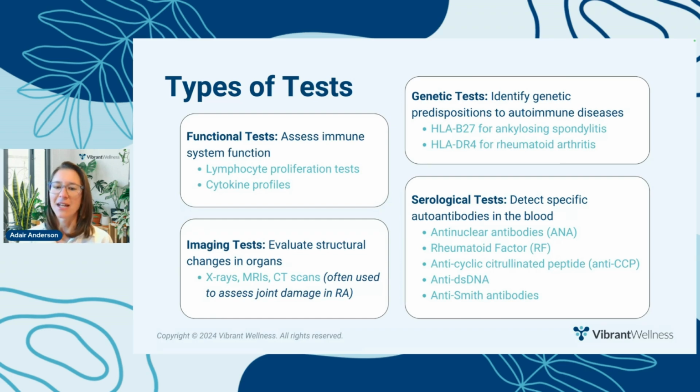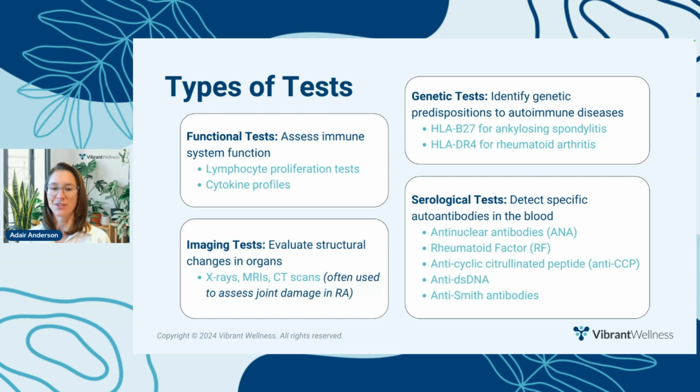There are several types of tests used for autoimmune diseases. Functional tests, which assess immune system functions, such as lymphocytic proliferation tests and cytokine profiles. Imaging tests used to evaluate structural changes in organs, such as X-rays, MRIs, and CT scans. Genetic tests, which identify genetic predispositions to autoimmune diseases, like HLA-B27 and HLA-DR4.